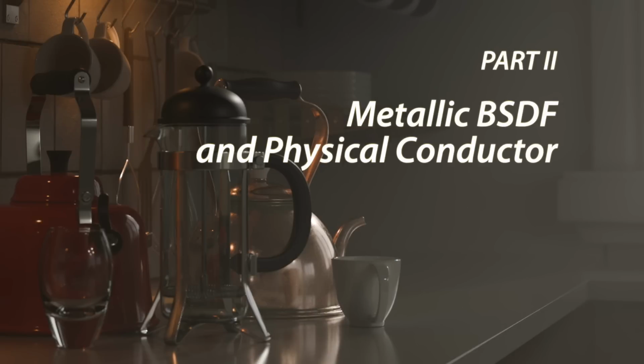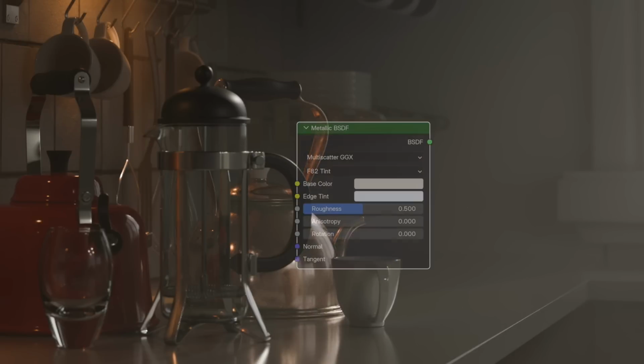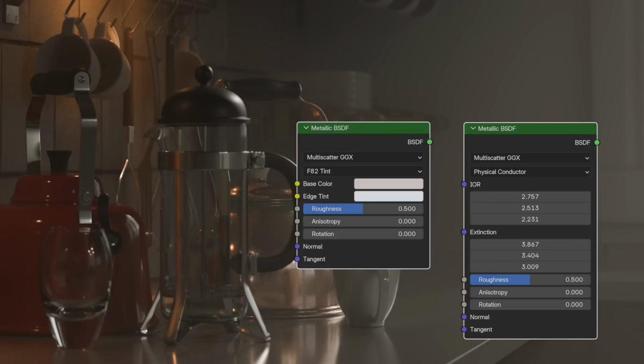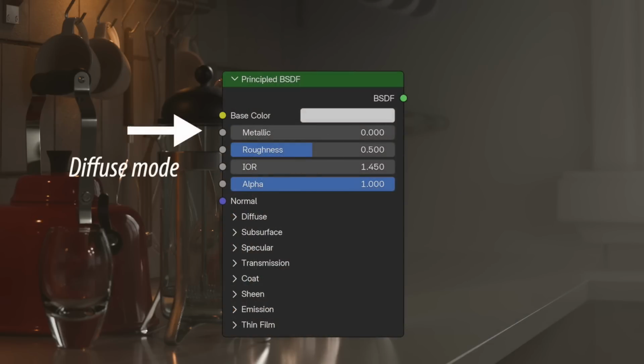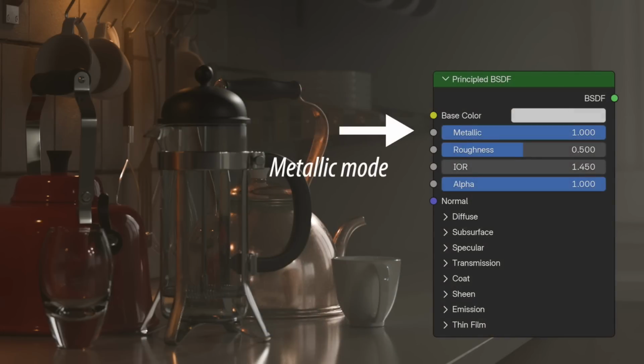In the next section, we'll explore the new Metallic BSDF node. This node generates metals using the same internal mechanism as the Principled BSDF, but it also introduces a new mode that utilizes laboratory-measured reflectance data. The Principled BSDF features both a diffuse-centric and a metallic-centric mode. In metallic mode, there is no diffuse component. Instead, all the light is reflected off the surface in a metallic manner.